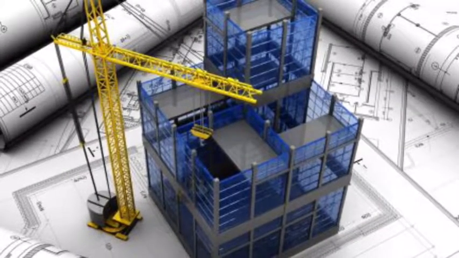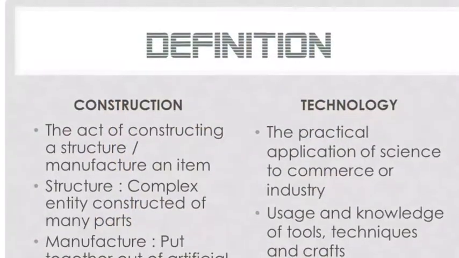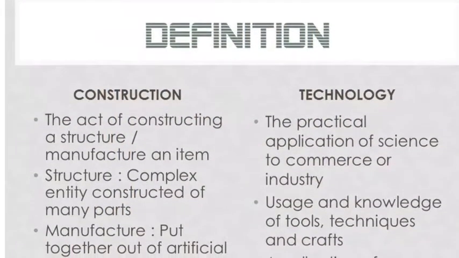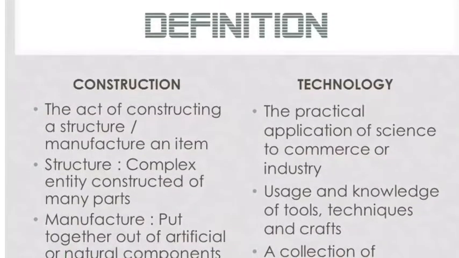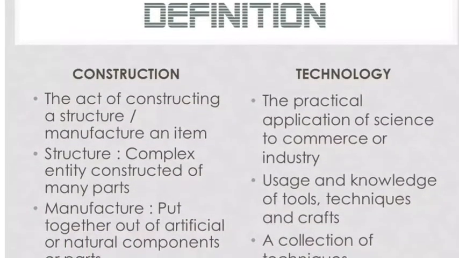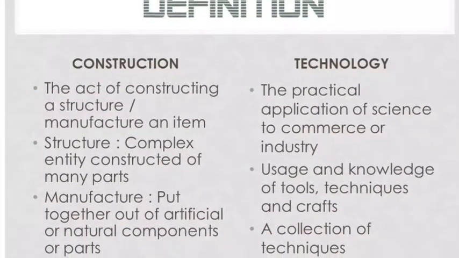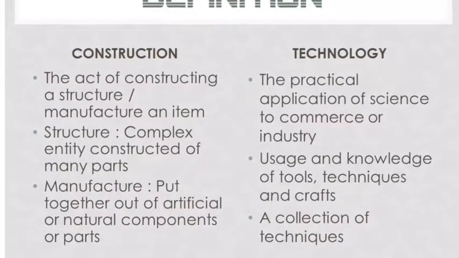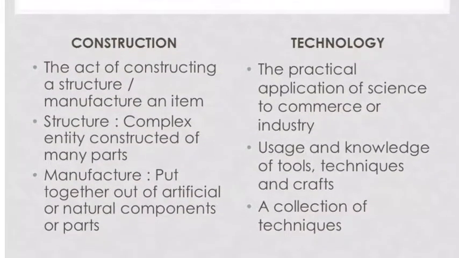Now, let's jump right into it. Firstly, we have the definition of construction technology. If we break down the words, the word construction means an act of constructing a structure, and the word technology simply means a practical application of science to the industry, which in this case refers to the construction industry.